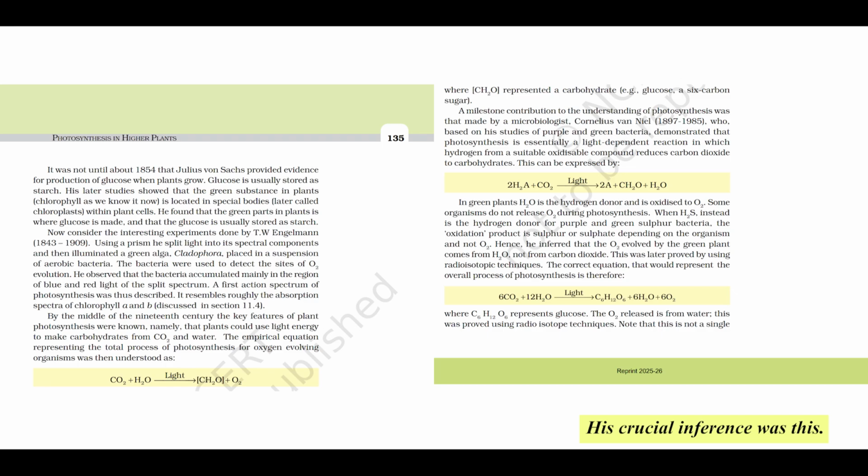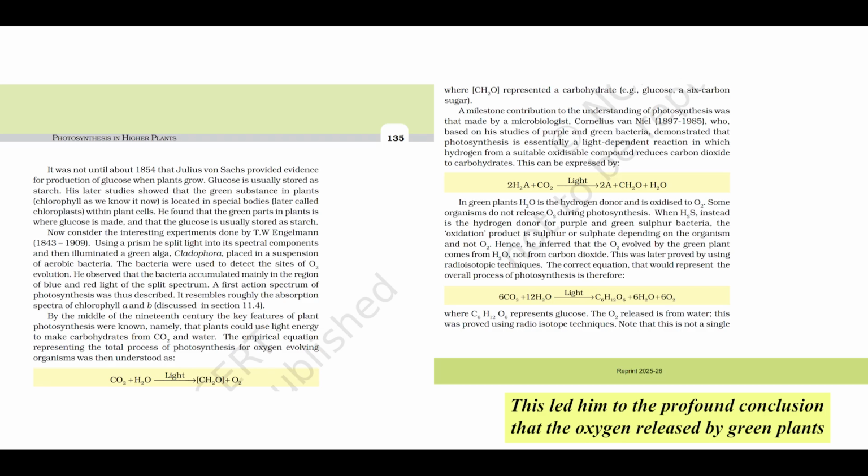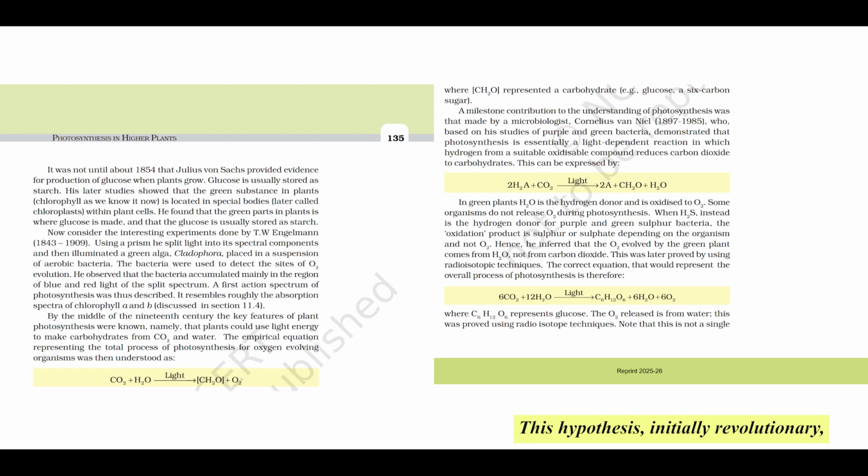His crucial inference was this. In green plants, water, H2O, is the hydrogen donor of the H2A. When it's oxidized, it releases O2. But in some bacteria, like sulfur bacteria using H2S as the donor, the product is sulfur, not oxygen. This led him to the profound conclusion that the oxygen released by green plants comes from water, H2O, not from carbon dioxide, CO2. This hypothesis, initially revolutionary, was later definitively confirmed using radioisotopic tracing, using heavy oxygen isotopes like O18.